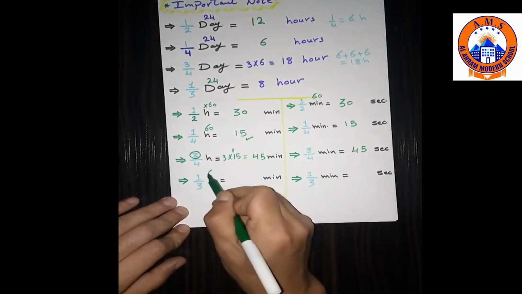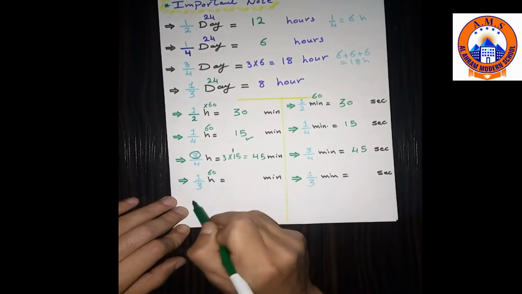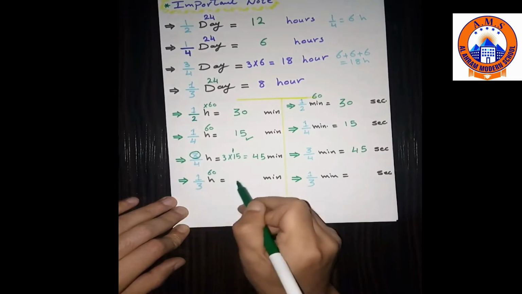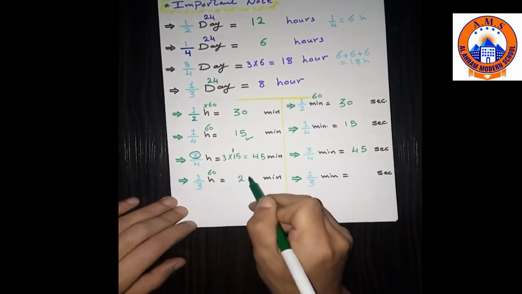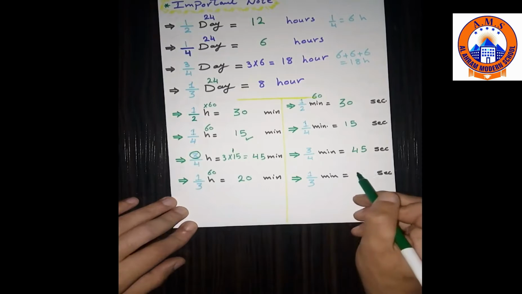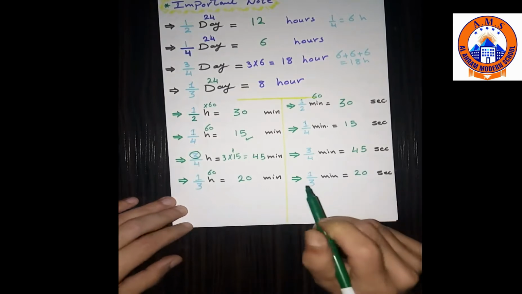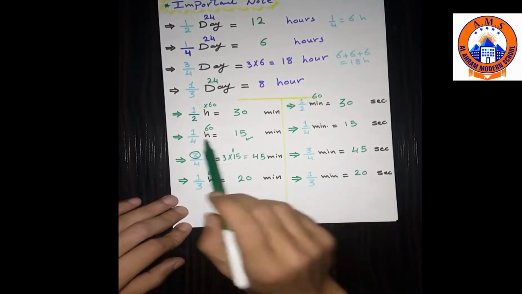From hour to minutes, we multiply by 60. So 60 divided by 3: we make 6 divided by 3 equal 2, and we have 0, so it's equal to 20 minutes, and the same here, equal to 20 minutes. So let's say them again.